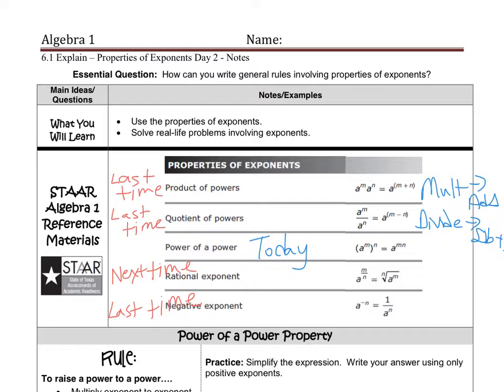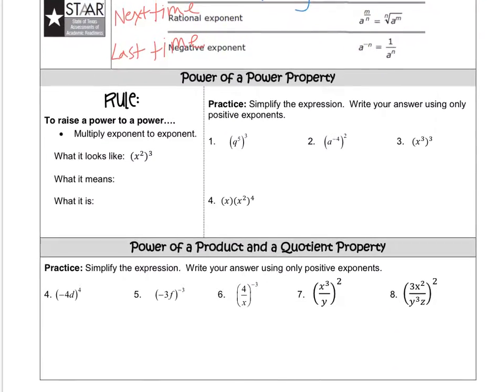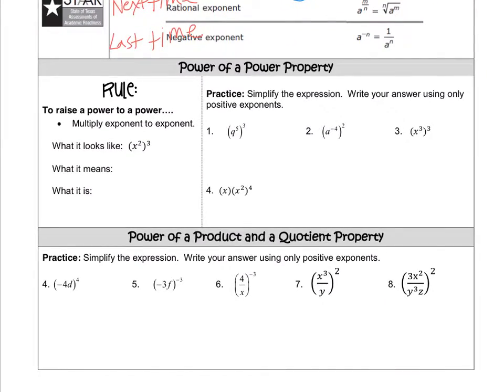Today what we're going to focus on is when you've got a base being raised to an exponent and then you raise that whole thing to another power. So a power to the power is what we're going to work on today. All right, so let's just start with our rule. The rule that we're going to have for this is whenever you're raising a power to a power, you're going to multiply your two exponents.